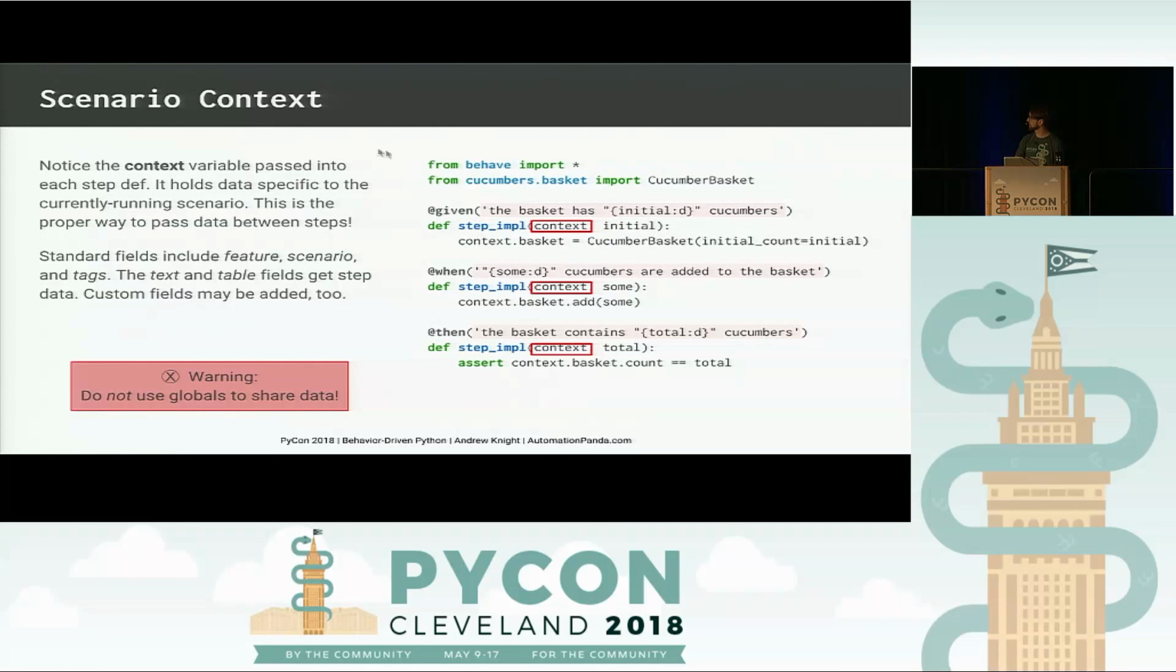So notice how for my cucumber basket, I'm saying context.basket gets some new cucumber basket instance. And then later, my when step is presuming that basket's there because it's preceded by the given, and I'm taking action on it. Same thing here, I'm accessing the count of the basket. This is the proper way to share context between steps. As a warning, do not use globals to share data in test automation. It's bad design, and it can also break parallel execution.